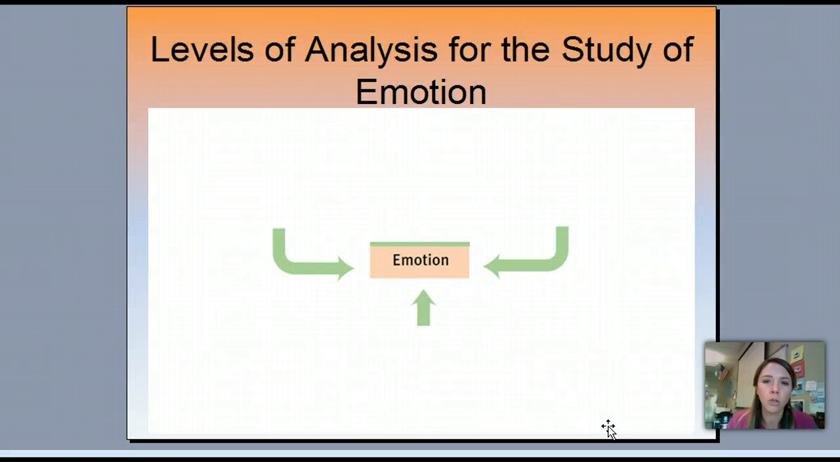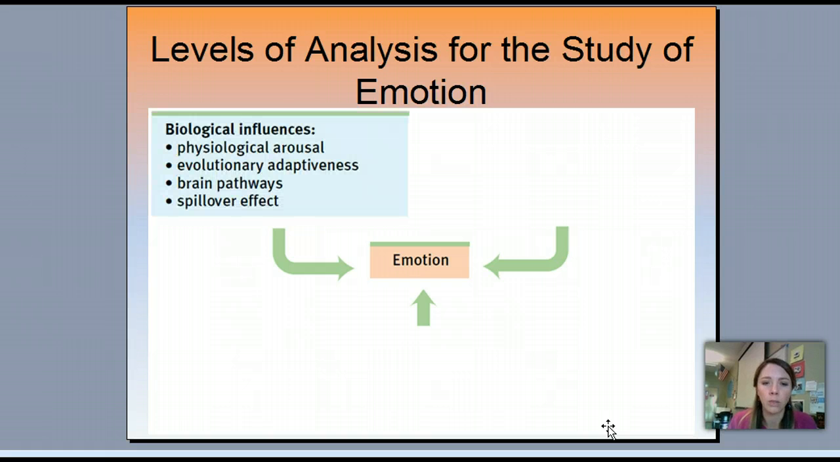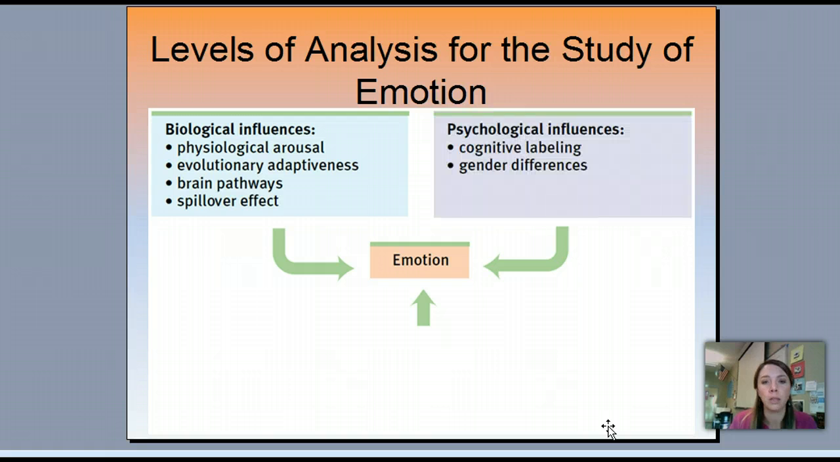Our biopsychosocial approaches to emotions. So let's actually go through those in our notes and take down notes on these. So the biological influence of emotion then are going to be our physiological arousals, evolutionary adaptiveness to reacting to certain situations, right? I lose my kid, I need to pump myself up to go find them. I need to be afraid of losing them. The brain pathways we talked about in our last notes, and then the spillover effect, right? That those emotions tend to build up on each other and then spill over into the next event.